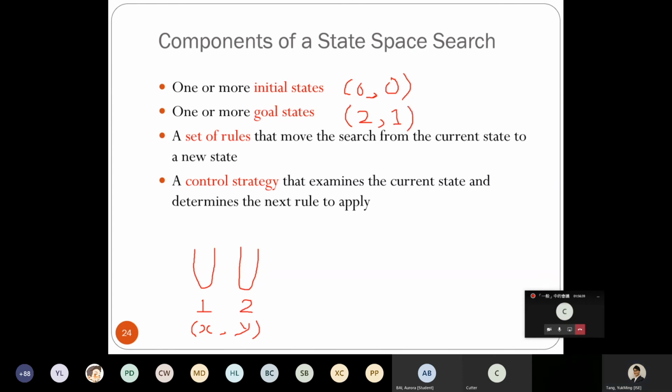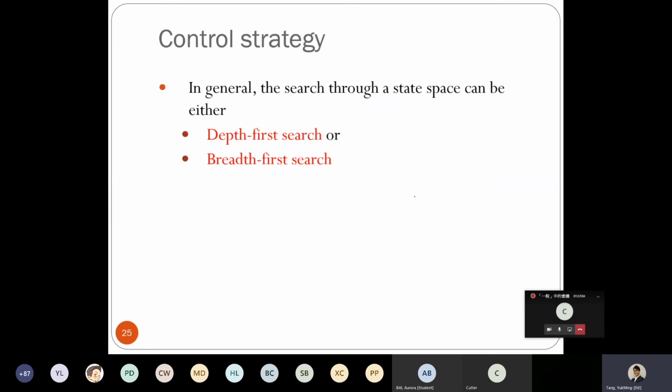So this is the goal state. In order to come up with the answer for this question, we need a set of rules. I'll show you a more detailed example later. Secondly, we also need a control strategy. So what is the control strategy?